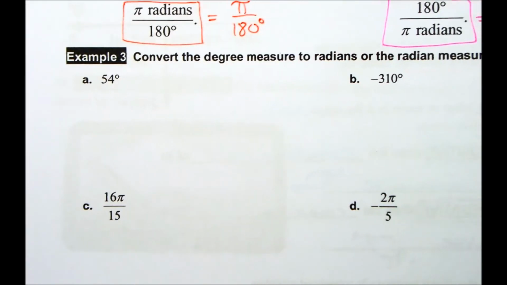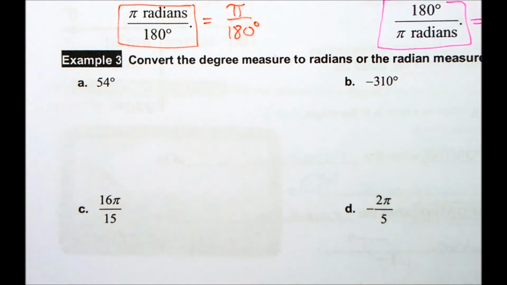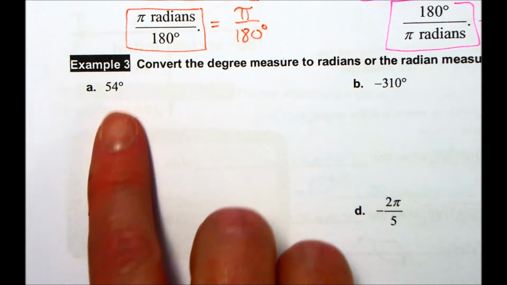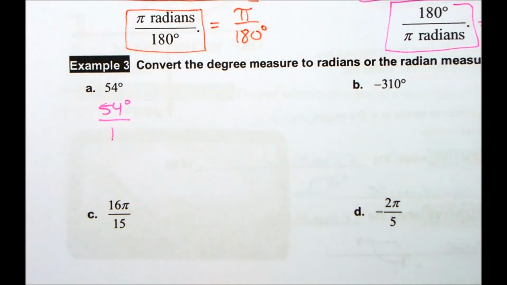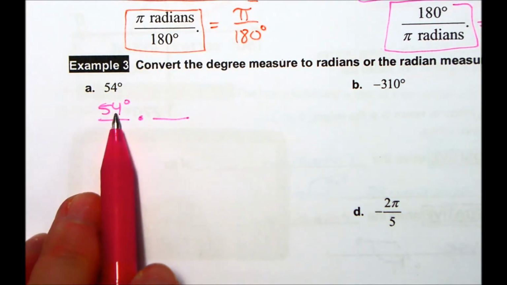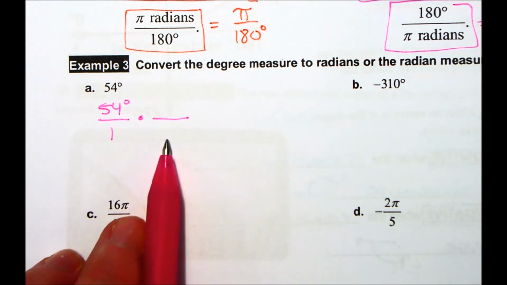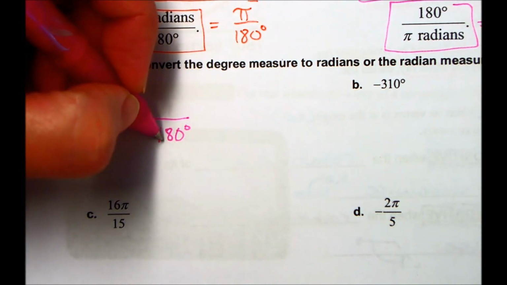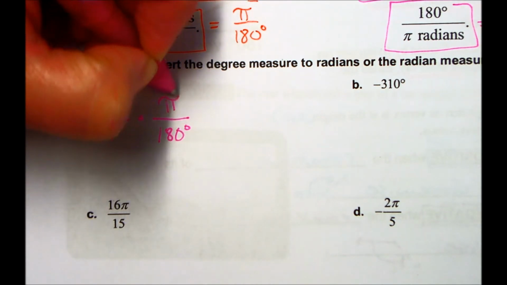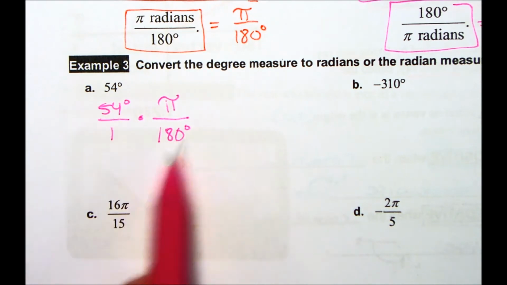Okay, so the first two examples here are in degrees. If it's in degrees, what I would recommend is that you make it a fraction, put it over 1, and then we're going to multiply by our conversion rate. Since I want to get rid of the degrees, I want to put the degrees on the bottom. Well, 180 degrees is equal to pi radians. So that's our conversion factor.